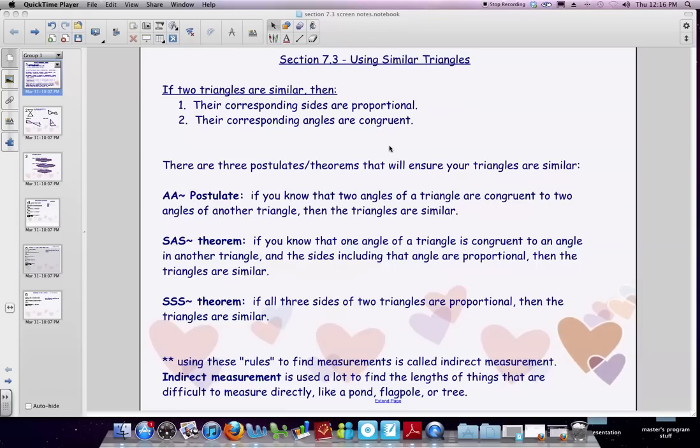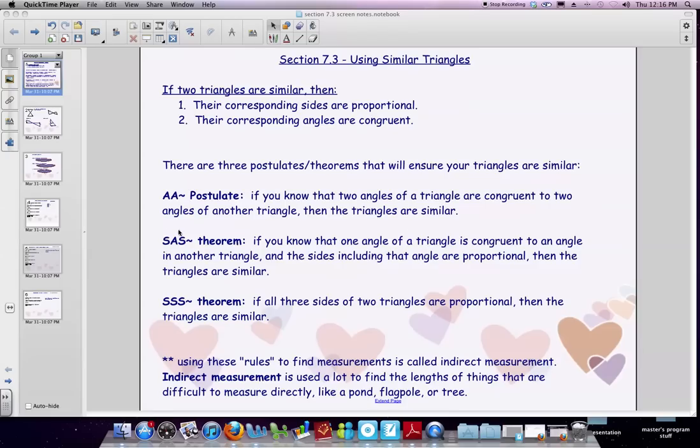There are three postulates and theorems that prove that two triangles are similar. They work very similar to the 5 postulates and theorems that we used to prove that two triangles were congruent. The first is the angle-angle similarity postulate, and that just says that between the two triangles, if you know that 2 pairs of angles in one triangle are congruent to 2 angles in another triangle, then those two triangles have to be similar. Their sides have to have the same ratios, and all of their angles will be congruent.